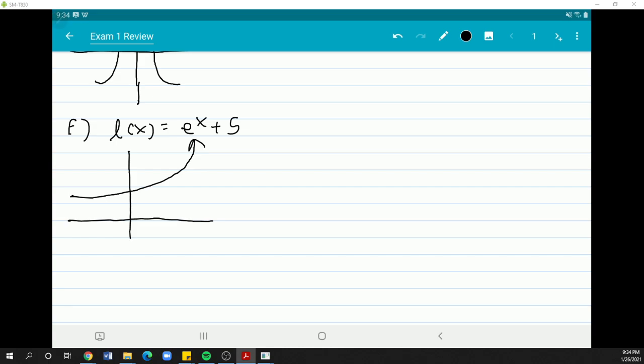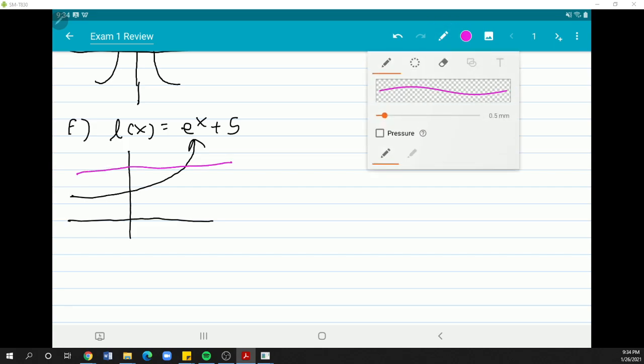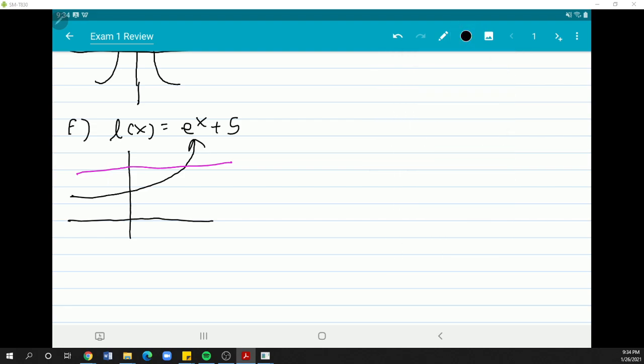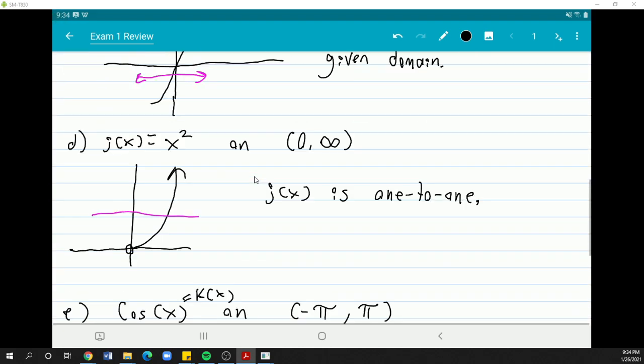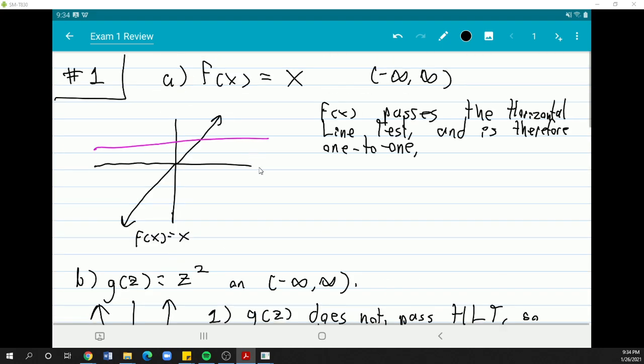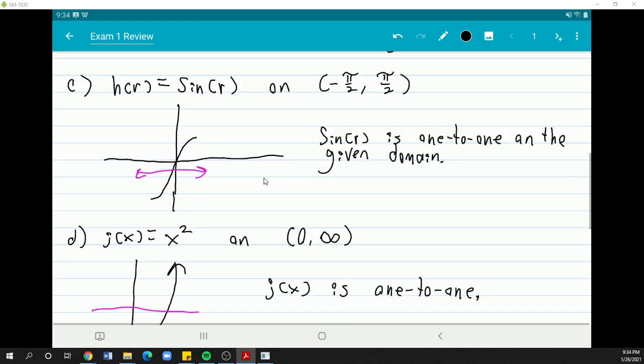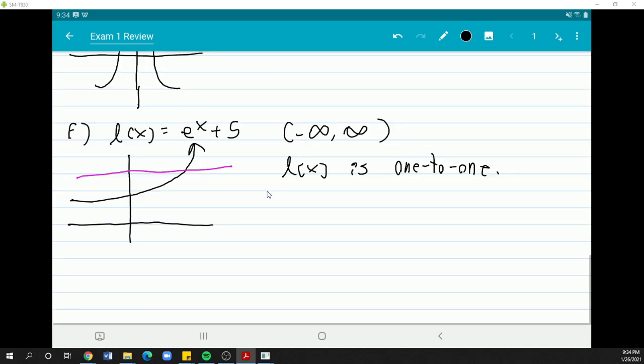So is this 1 to 1? Yes. And actually, I didn't even give you the domain, but it could be any domain, so minus infinity to infinity, say. So good, this function L of x is 1 to 1. And that's how you would do one like this. Basically, we draw the picture, see if it passes or fails the horizontal line test, and that'll tell you if the function is 1 to 1 or not.